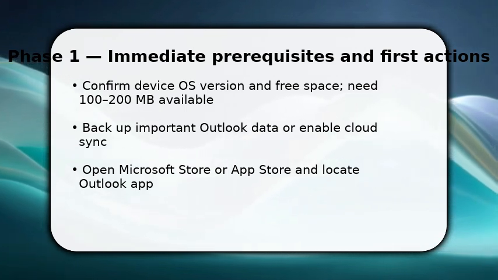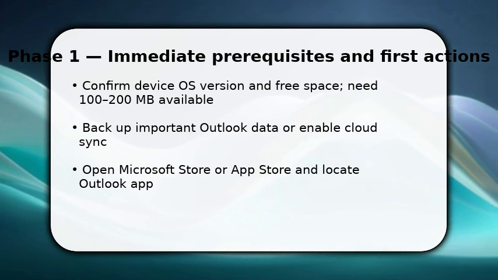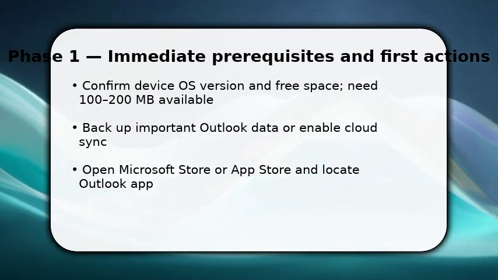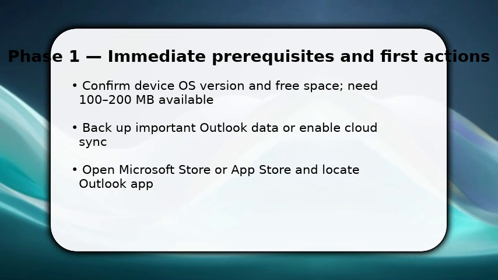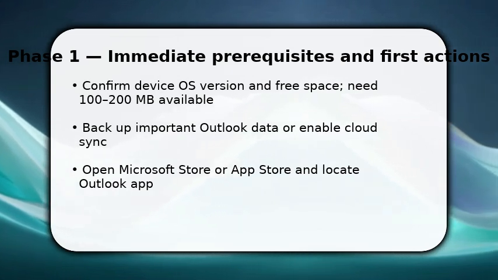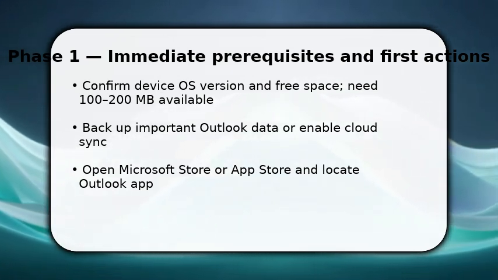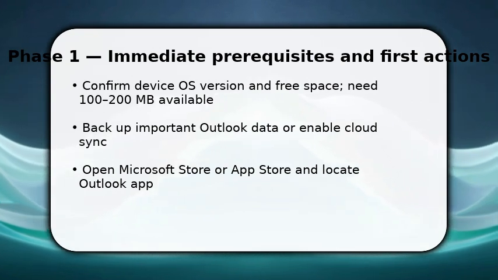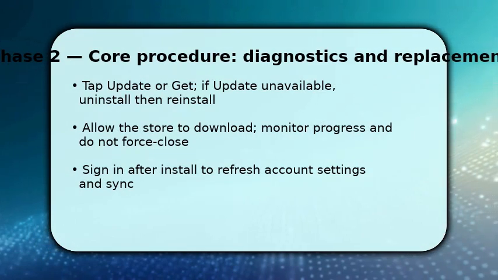Now open the Microsoft Store or App Store and search for Outlook. Tapping the app reveals its page. You're ready to move into the actual update steps, so keep the store page open and follow the next actions immediately. You tap Update or Get and allow the store to download the package.